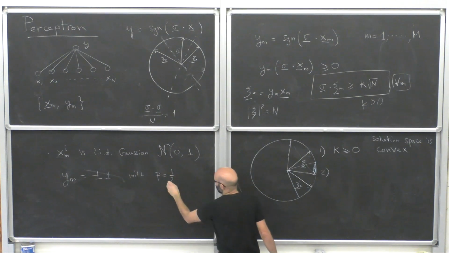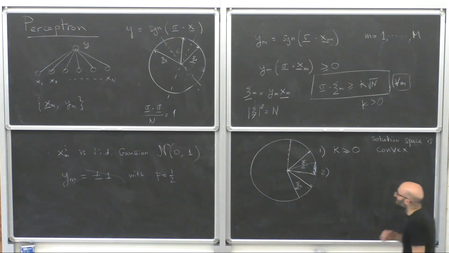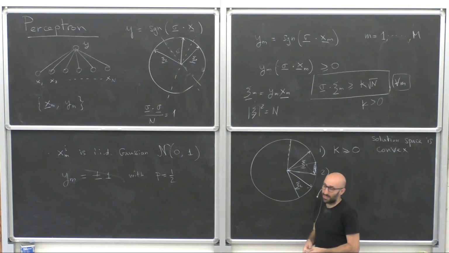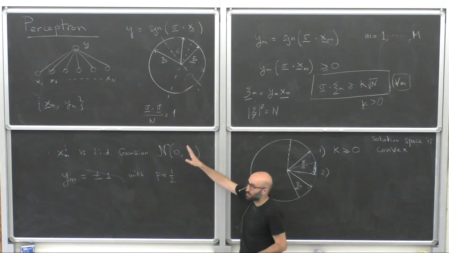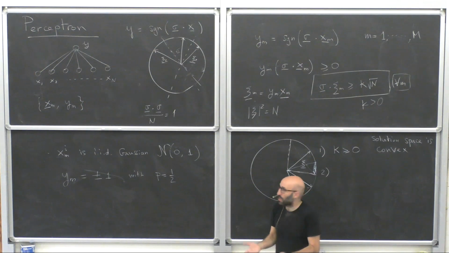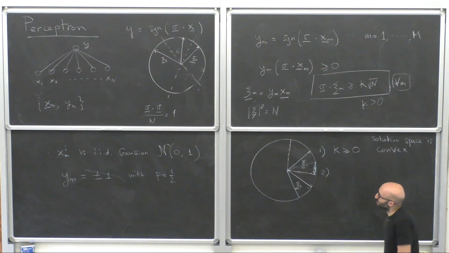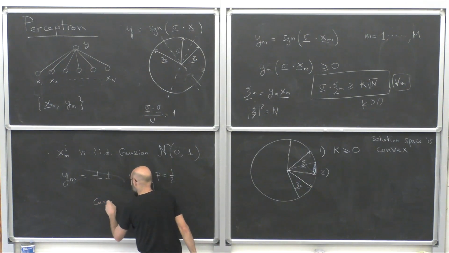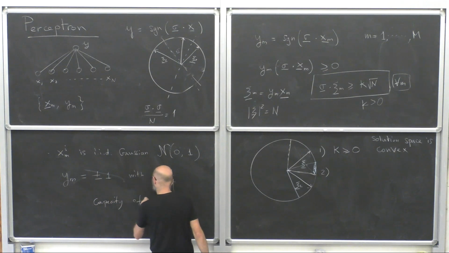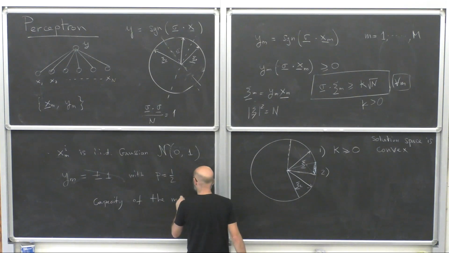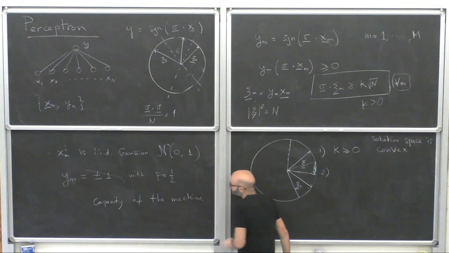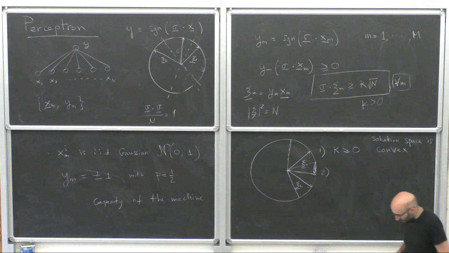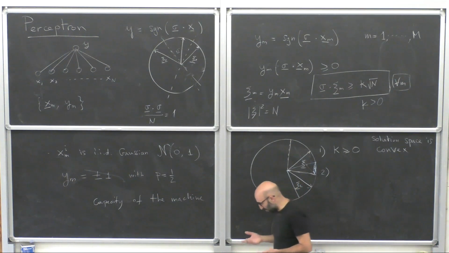Okay, there is nothing to learn here. But still, what I can do is ask how many of such random inputs I can correctly classify. This gives me an idea of what is called the capacity of the machine, which is how many data points I can classify. And this is a measure of how expressive your machine is, okay?